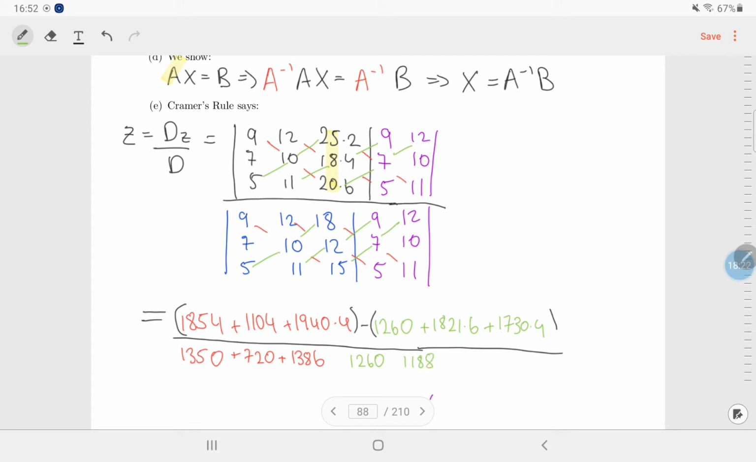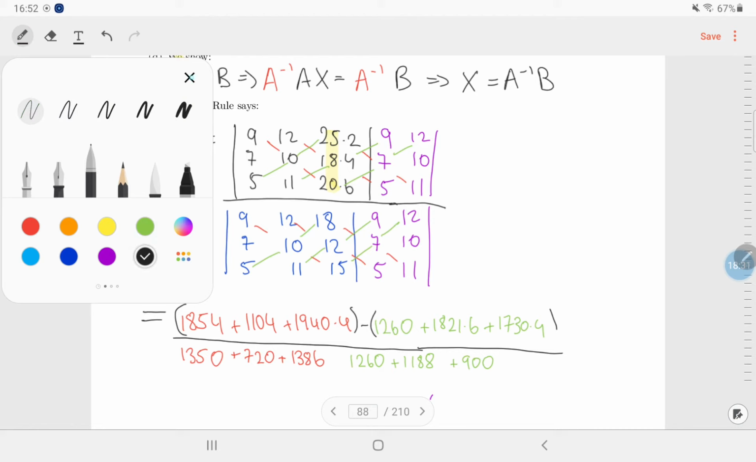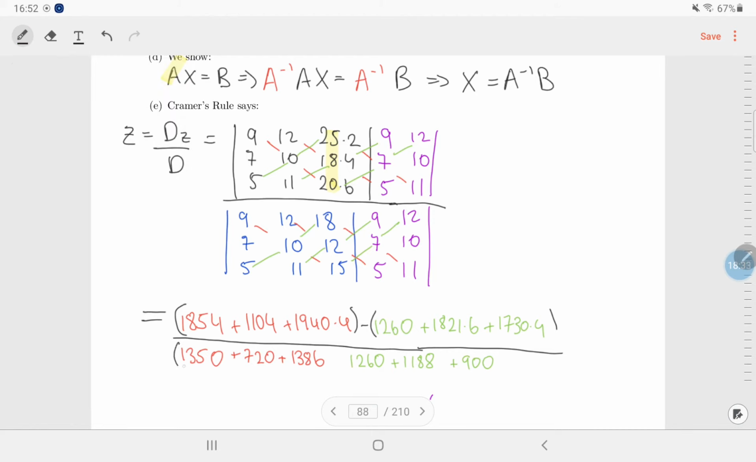These are vicious, aren't they? Don't like this at all now myself. Plus 900 now. Hopefully there are no mistakes there and we get a nice answer out. Now there's nothing guaranteeing that the answer should be nice. We'll just see what we get out. I strongly recommend not doing it in one go, but calculating the determinants separately. This is kind of a stupid way of doing it.